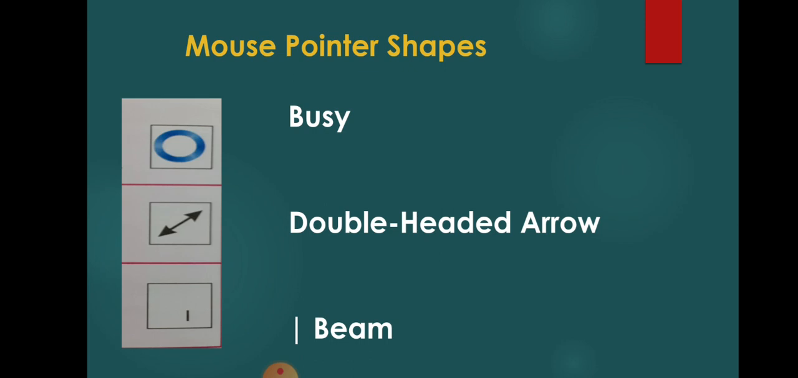First is busy. So what does it mean? It means that the computer is busy and wants you to wait. Second is the double-headed arrow. It is used for resizing the window or picture. And then the beam. Here you can see a vertical blinking line. It is used for inserting text in a document.